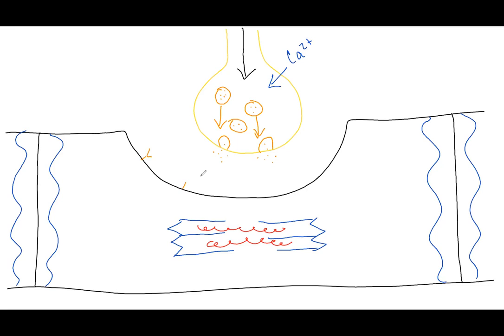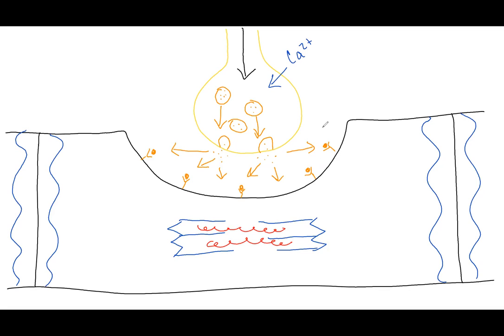Now remember, we do have acetylcholine receptors on that motor end plate. So acetylcholine, once it gets into the synaptic cleft, is going to migrate and diffuse across the cleft from a high to a low concentration. And it's going to bind to these receptors on the motor end plate.